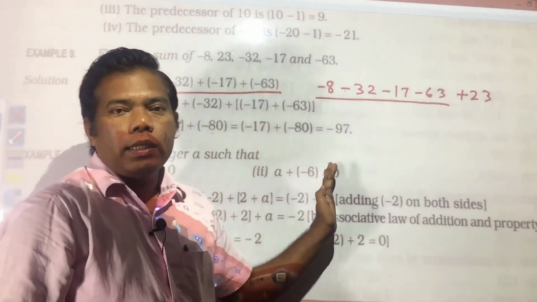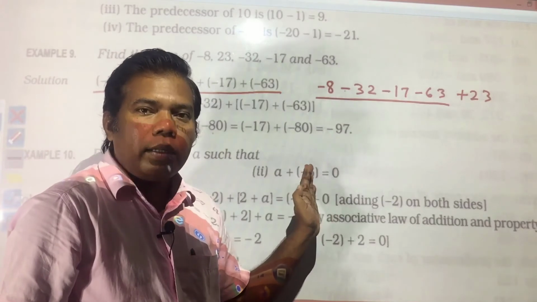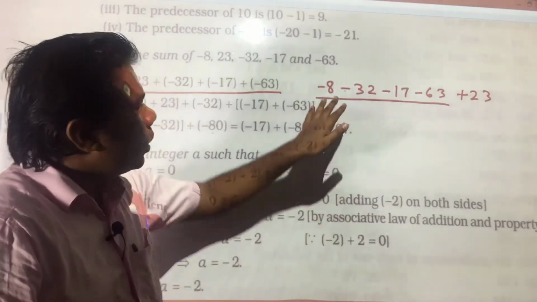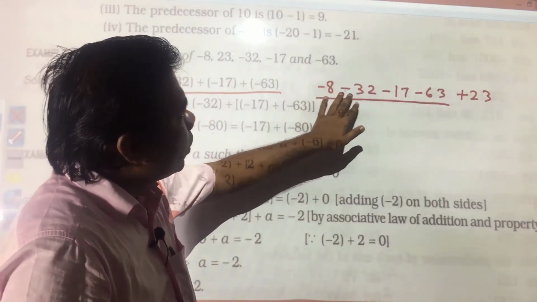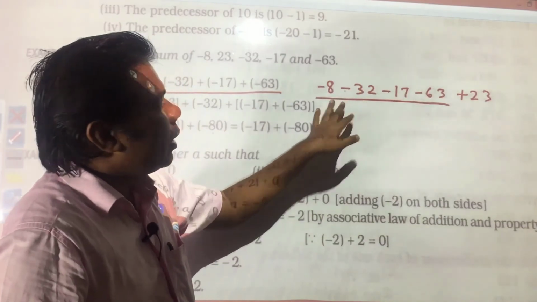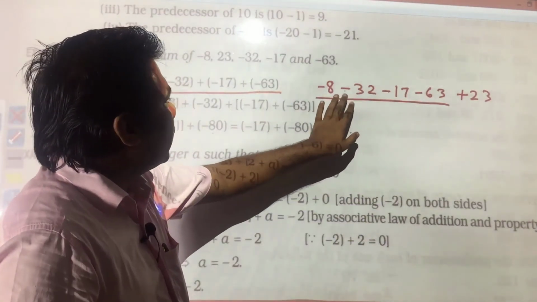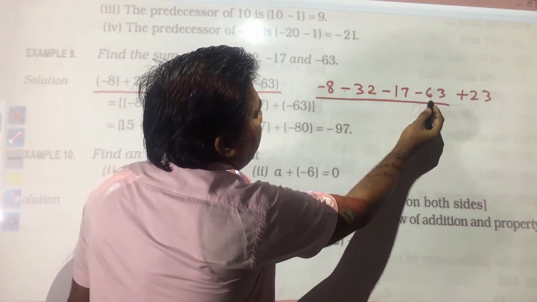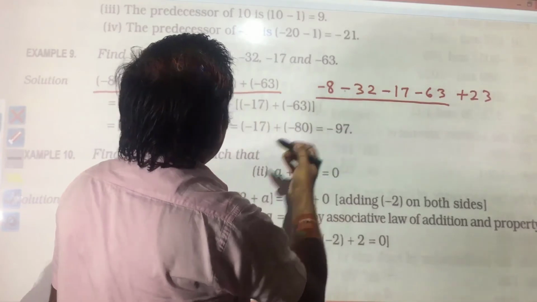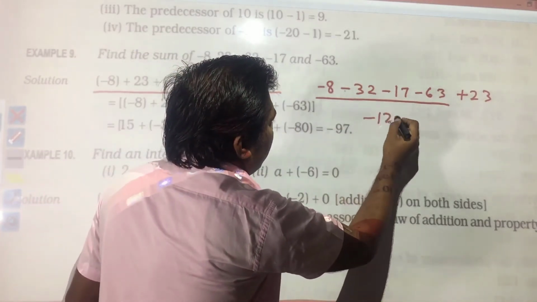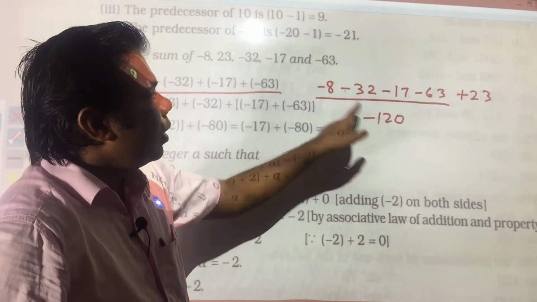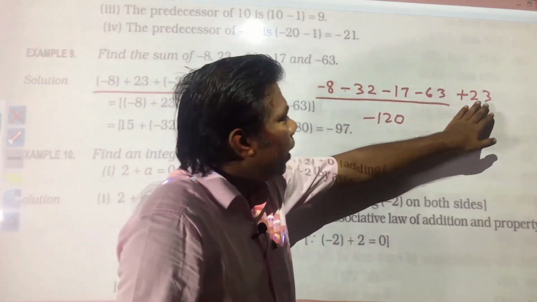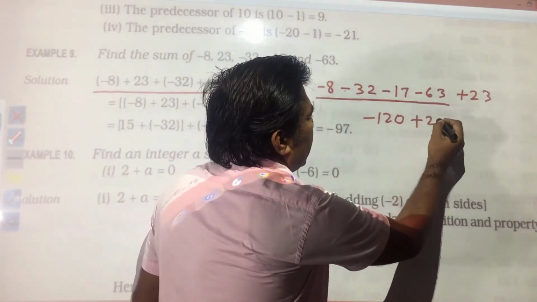If two negative integers are there and you need to add them, what is required to be done? Only the numbers are required to be added and the sign will be negative. So here also the same thing is required to be done. These all the numbers are required to be added and the sign will be negative. So when you are adding these numbers, what will you get? 40 and 80, 40, 120, you will get minus 120. We have added the numbers and taken the sign negative. Here we have 23, so plus 23 we will write.